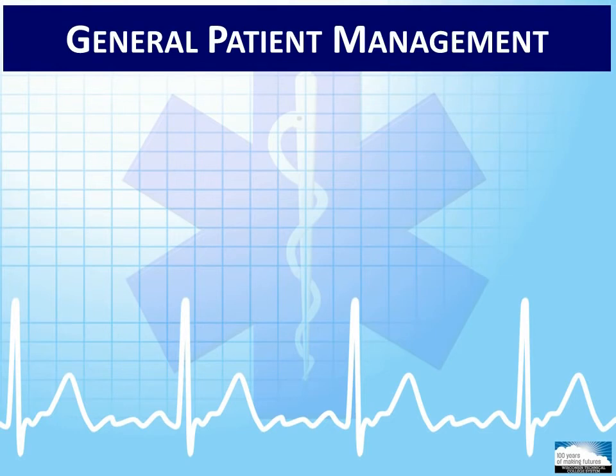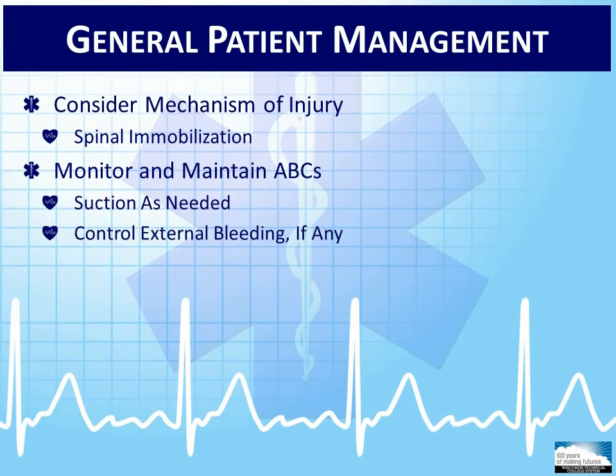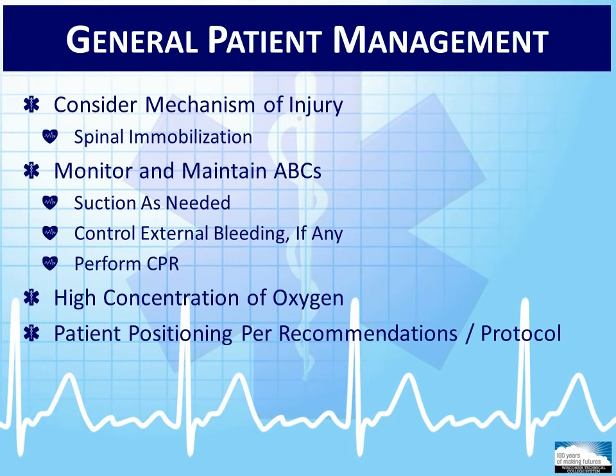In general, be mindful of the mechanism of injury and be certain to take spinal immobilization precautions if necessary. Monitor and maintain the patient's airway, breathing, and circulation. This may mean suctioning the airway, controlling external bleeding, or performing CPR. As the person is having difficulty perfusing oxygen to his or her cells, the administration of supplemental, high-concentration oxygen is warranted. Position the patient appropriately for transport and help the patient maintain his or her body temperature through the use of blankets and forced air heat in the back of the ambulance.